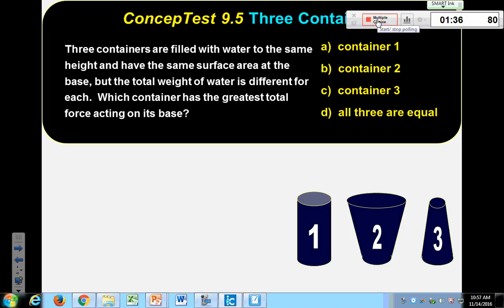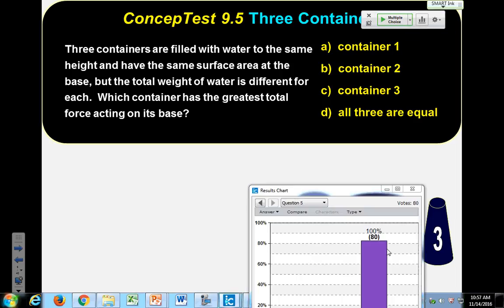Y'all follow what I'm saying? Because you have the same height of liquid for both of those. But I'm going to count D is right.